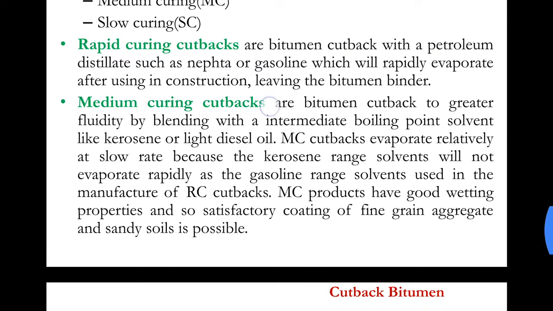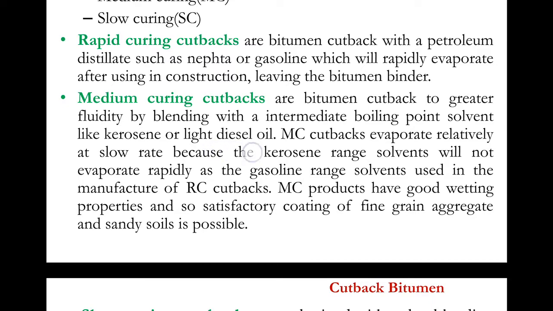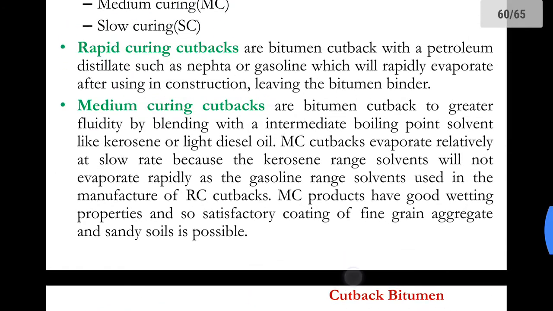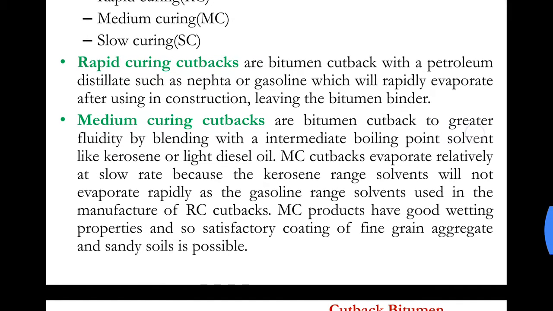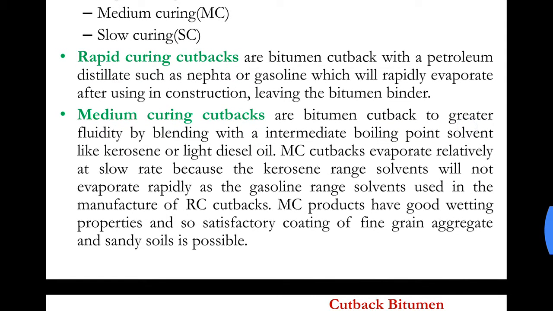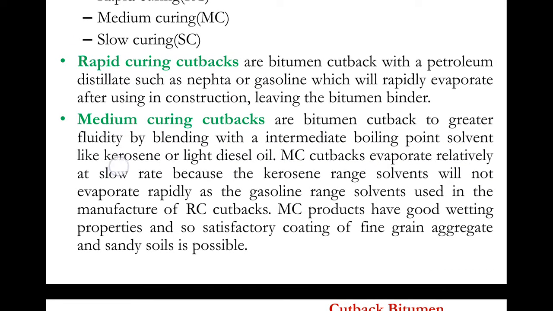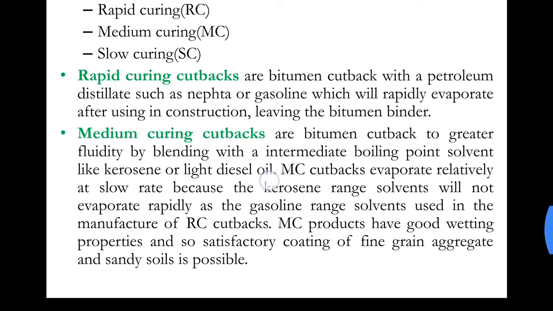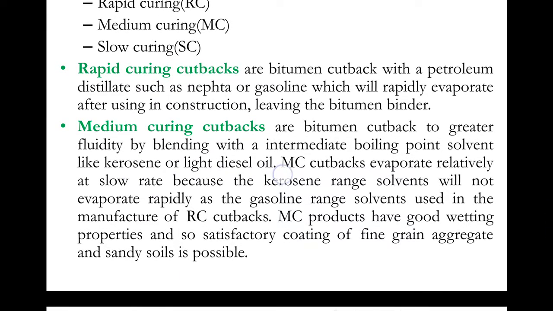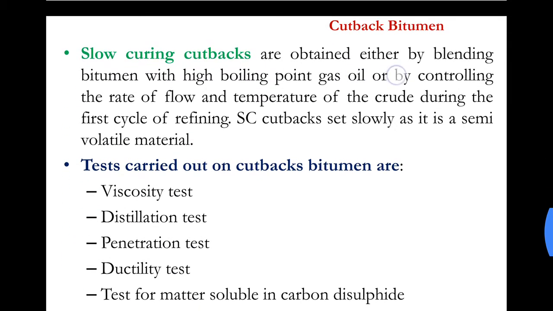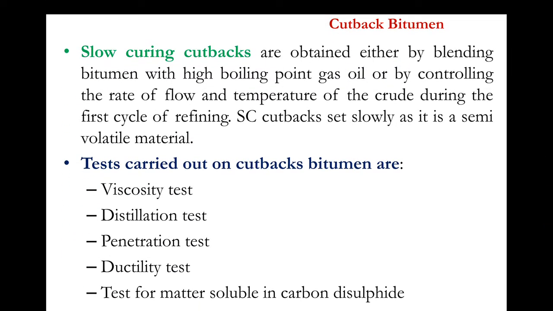Next is medium curing cutbacks. Here the curing would be slower as compared to rapid curing, and it would be faster as compared to slow curing. These bitumen cutbacks are used to get greater fluidity by blending with an intermediate boiling point solvent like kerosene or light diesel oil. When kerosene or light diesel oil is used, then that type of cutback is known as medium curing cutback. Similarly for slow curing cutbacks, the material that would be used would be different.